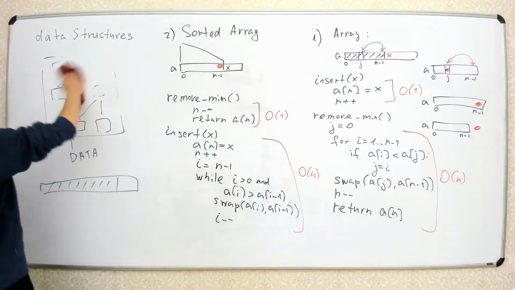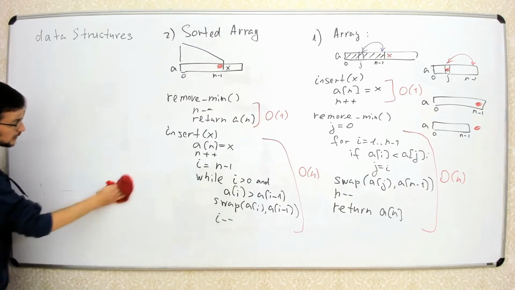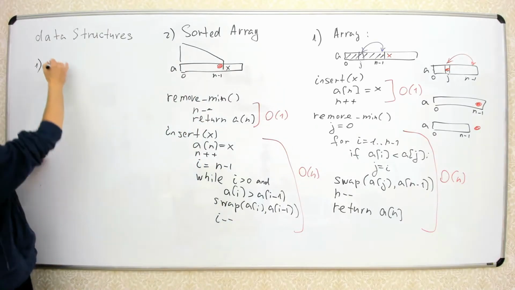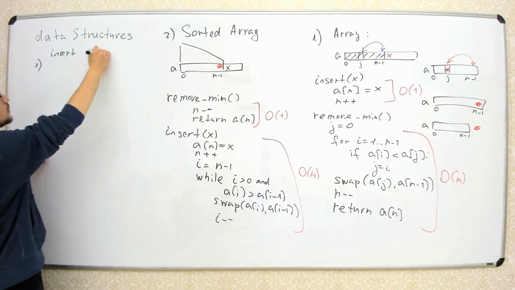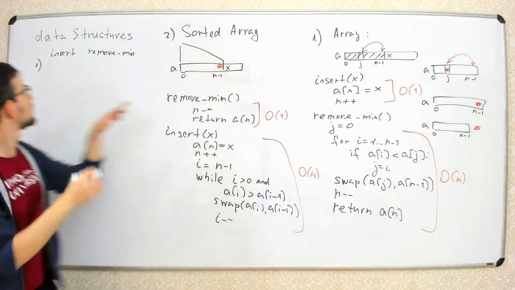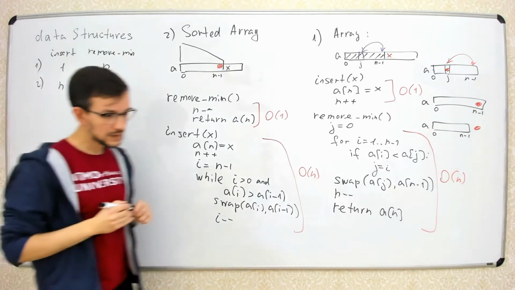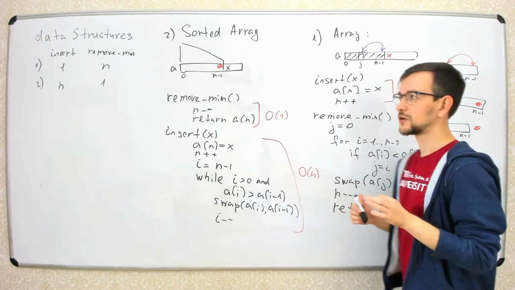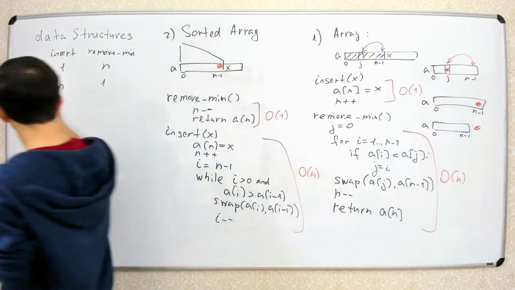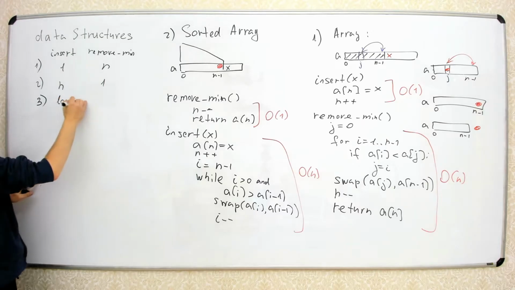So, let me show it here. We have two versions. We have insert and remove min. The first version, this one, has insertion in constant time and remove in n. The second version is n here and 1 here. And now we'll make the correct binary heap. In the correct binary heap, we have both these operations working in logarithmic time. This is a spoiler, we will discuss it now. So both these operations will have log n time.